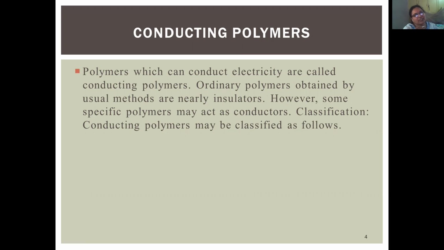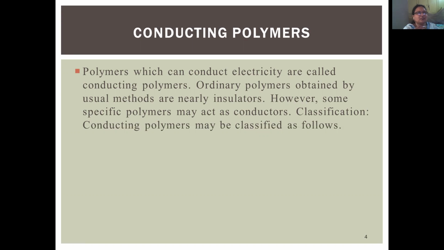So, as we have seen, polymers are generally insulators, right? So, they cannot conduct electricity. Then, how can we say about conducting polymers? So polymers which can conduct electricity are called conducting polymers. But ordinary polymers obtained by usual methods are merely insulators. However, some specific polymers may act as conductors.